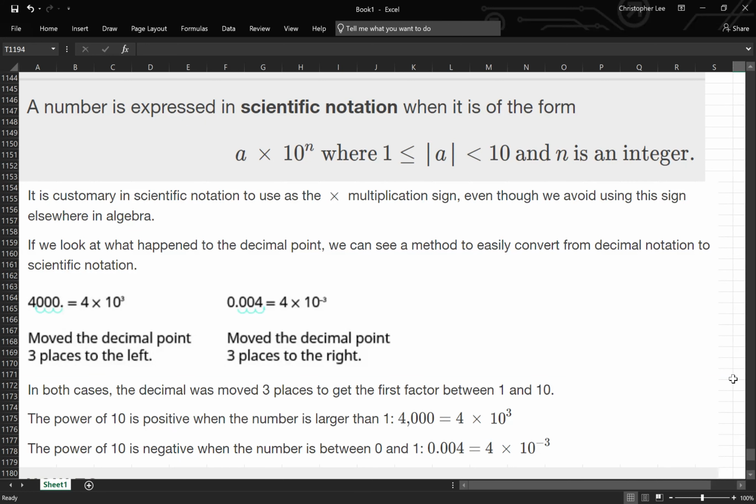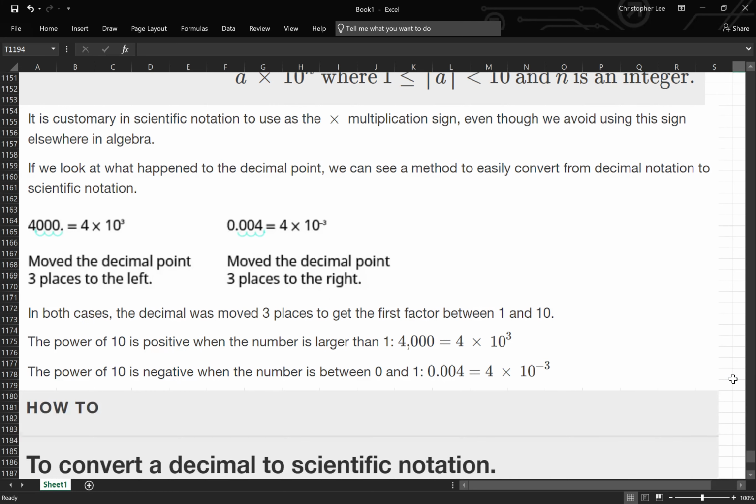The power of 10 is positive, and the number is larger than 1. So 4,000 is equal to 4 times 10 to the third. The power of 10 is negative when the number is between 0 and 1. So 0.04 is equal to 4 times 10 to the negative second, right?